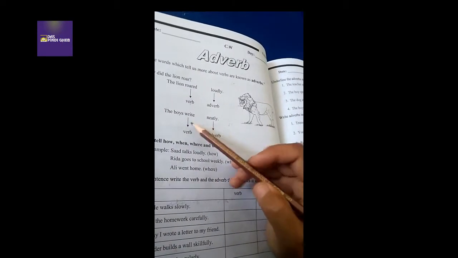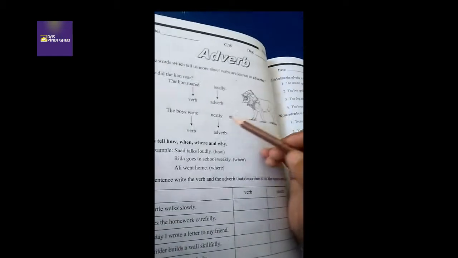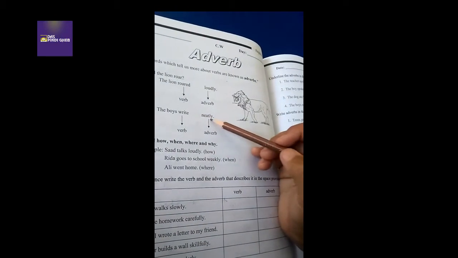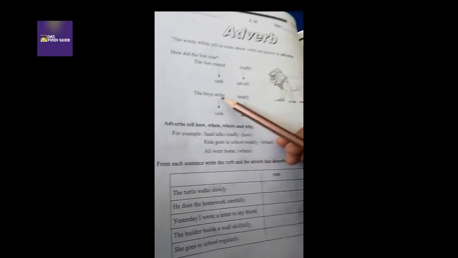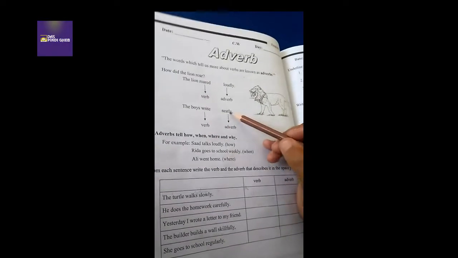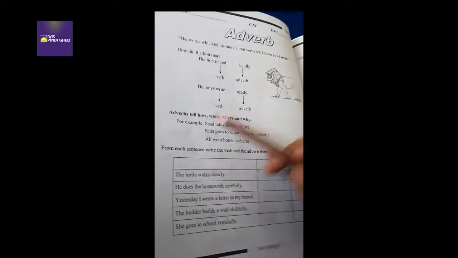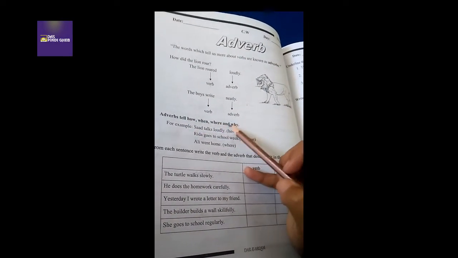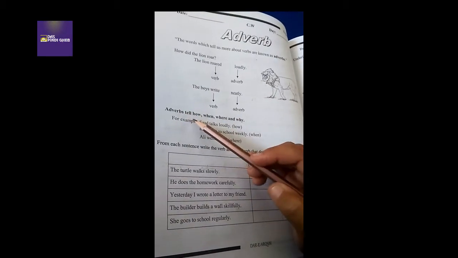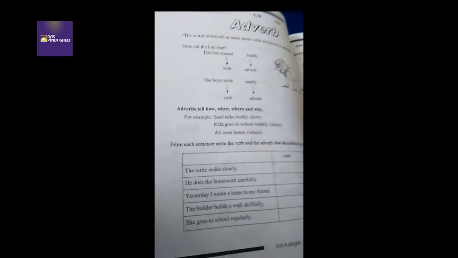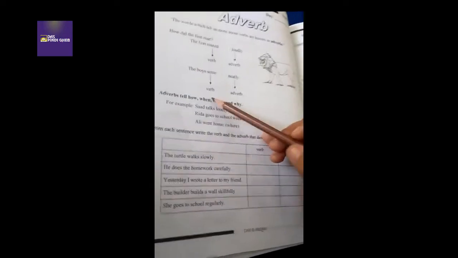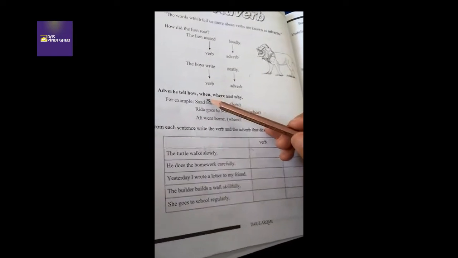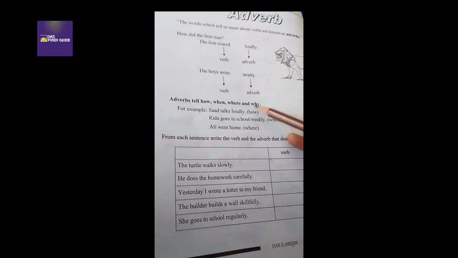The boy writes is the verb. How does he write? Neatly is the adverb. Adverbs tell us about the verb. Adverbs tell how, when, where and why. An adverb tells how an action is done, when it is done, where it is done, and why.